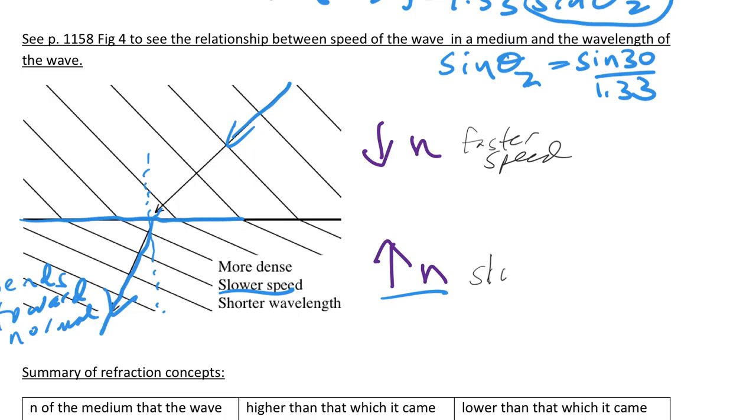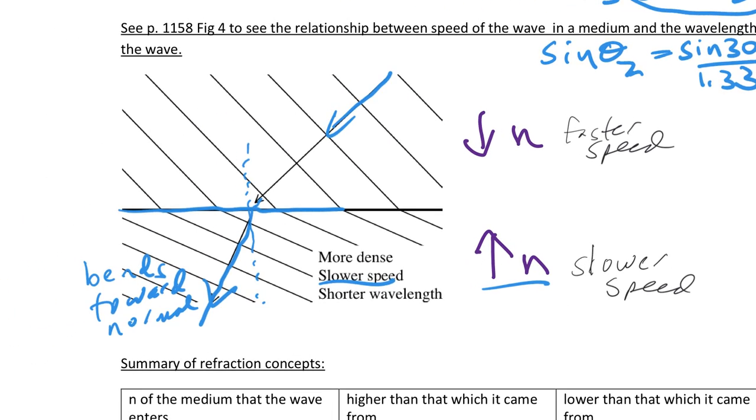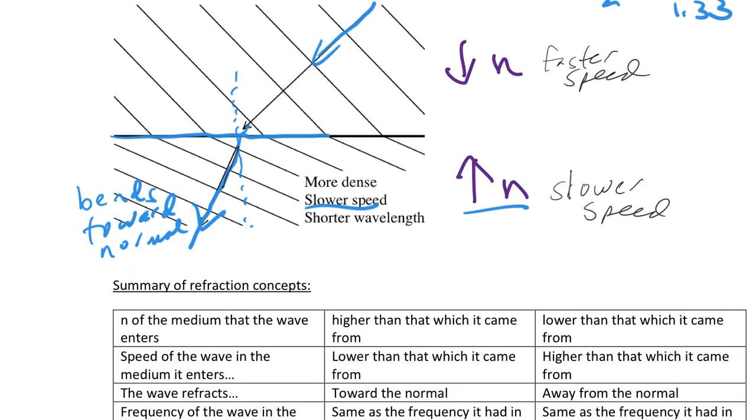Slower speed. Now, I should know that without them having given me any information except the picture. It all depends because the refracted ray bends toward the normal. Notice right here that these diagonal lines are the wave fronts. So the distance between consecutive wave fronts is the wavelength. Here's the wavelength. What has happened to the wavelength when it's gone into a slower medium?